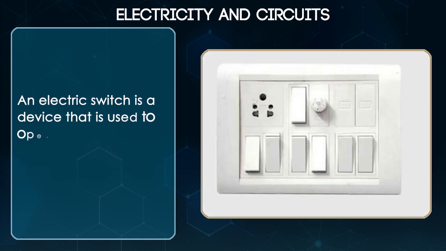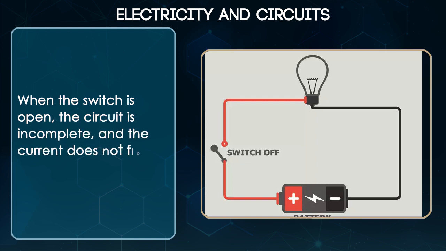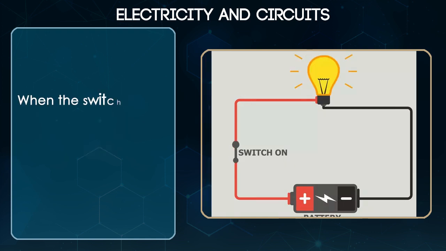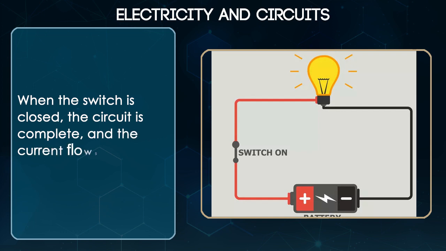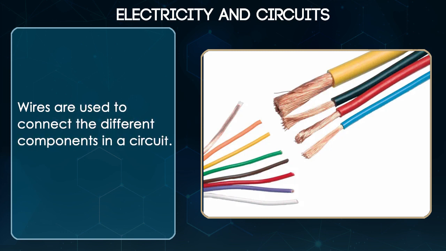An electric switch is a device that is used to open or close an electric circuit. When the switch is open, the circuit is incomplete and the current does not flow. When the switch is closed, the circuit is complete and the current flows. Wires are used to connect the different components in a circuit.